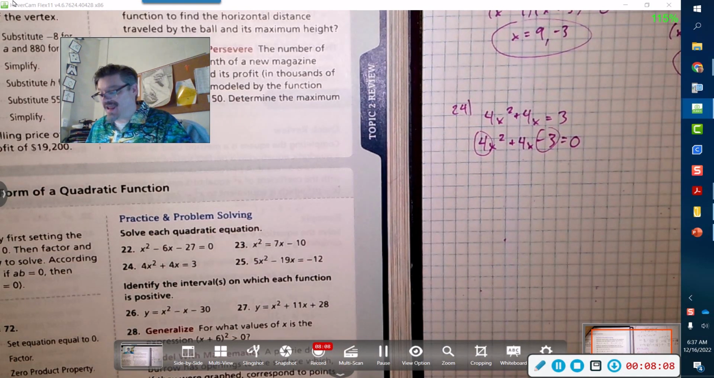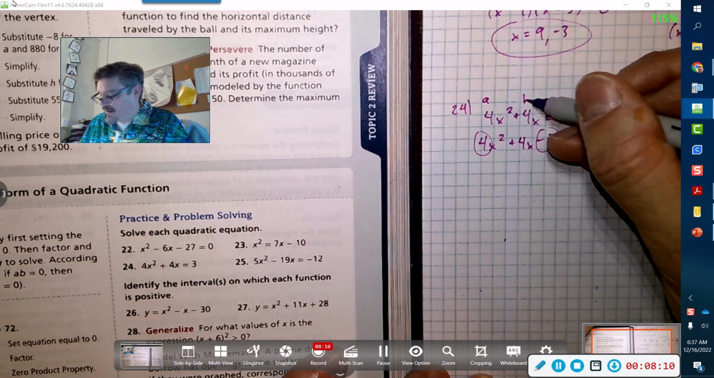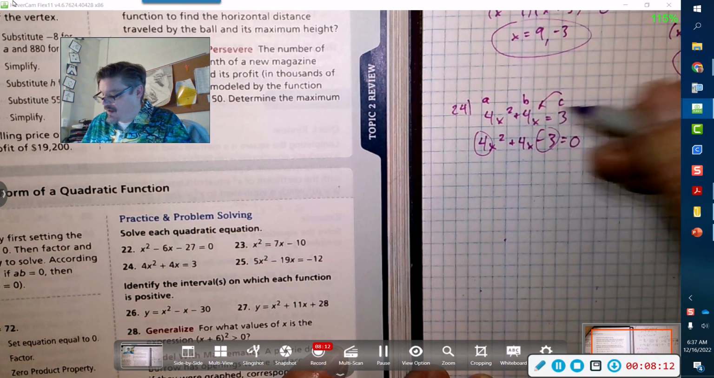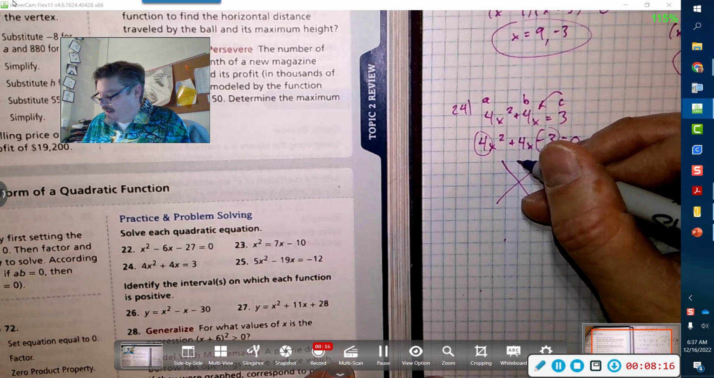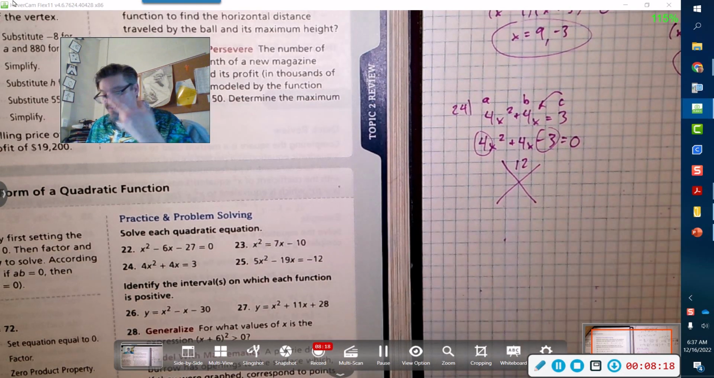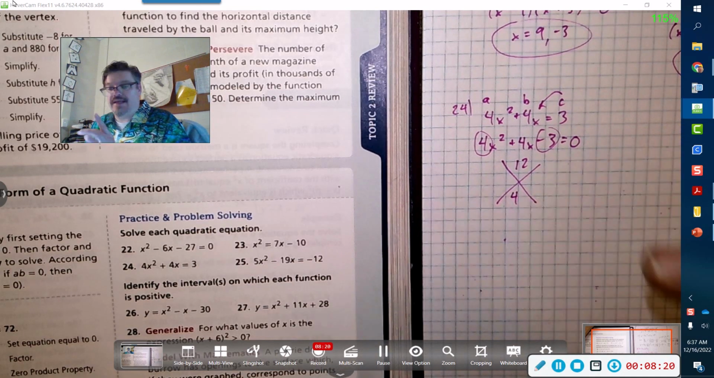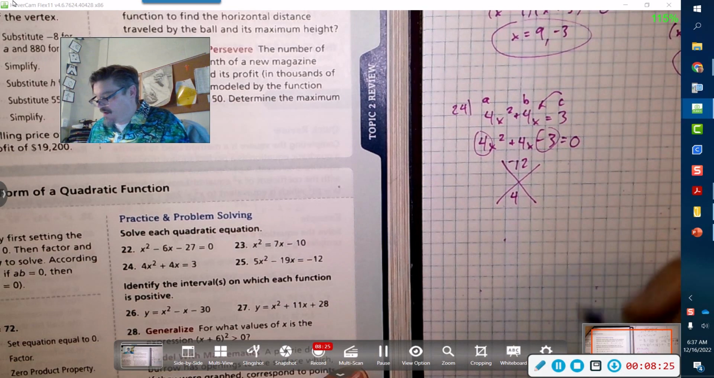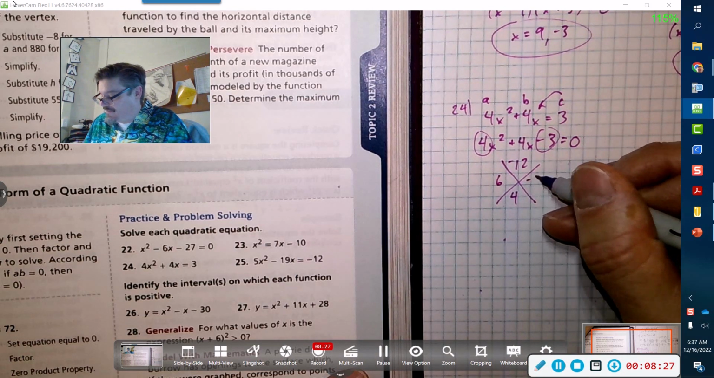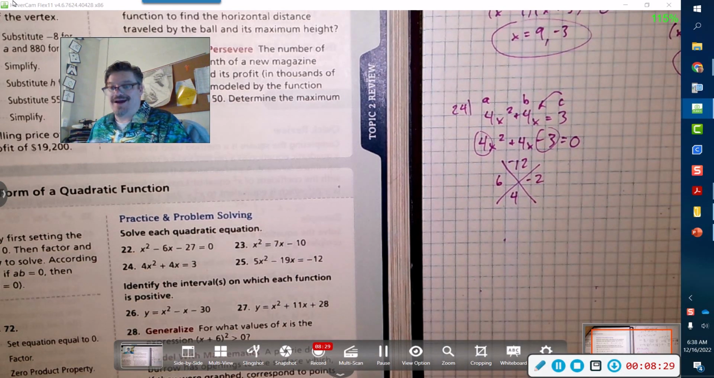If A, this guy, if A is not 1, then you have to actually multiply the A and the C. That's why we call it the AC method, A times C. So I want factors of negative 12 that add up to 4, and that would be a 6 and a negative 2. All right, but my answer is not negative 6 and positive 2.